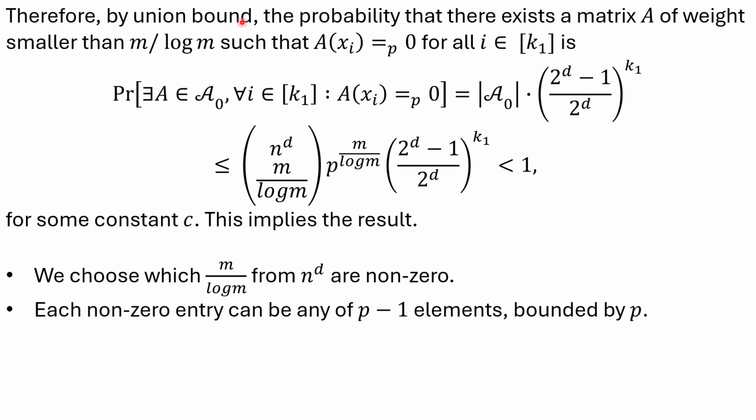Therefore, by union bound, the probability that there exists a matrix A of weight smaller than m divided by log m such that A(xi) is equal to 0 for all i is the size of A0 multiplied by the probability. A0 has at most m divided by log m entries, so this is an upper bound: we choose from n to the power of d, and for each entry we have p possibilities to choose from. This is less than 1 for some constant c that we choose, because this is exponential in k1.